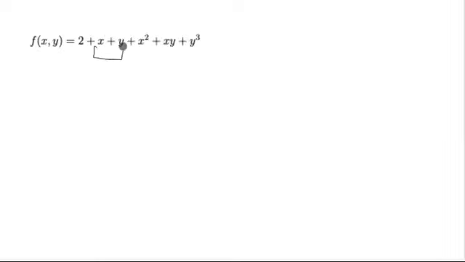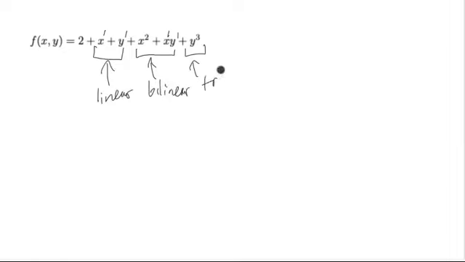Okay, so we have a linear part. You look at these exponents, ones. Then you look at a bilinear part, where the sum of exponents in each term is 2, bilinear, and this would be trilinear. So linear, bilinear, and trilinear. These are all results of these types of transformations.